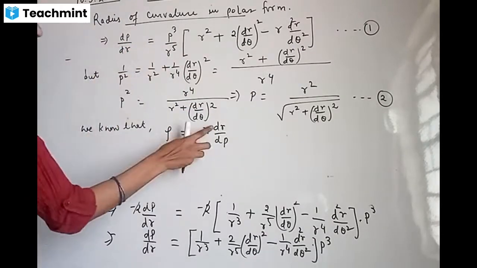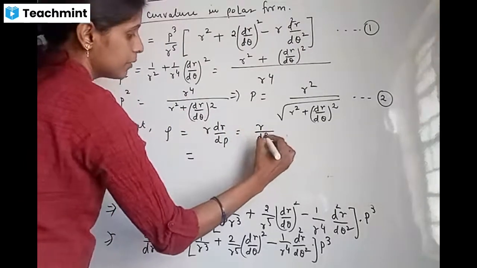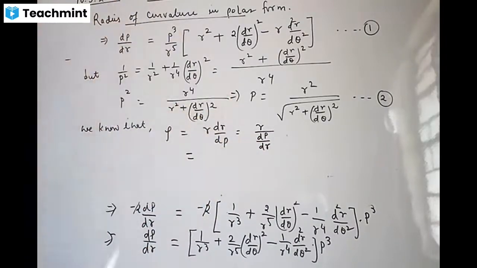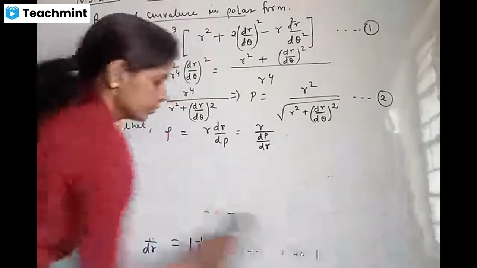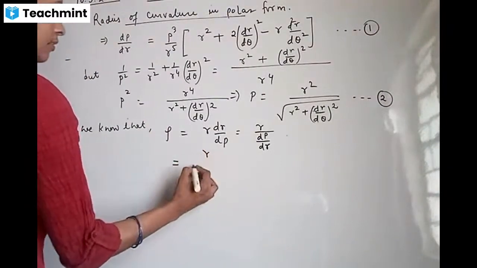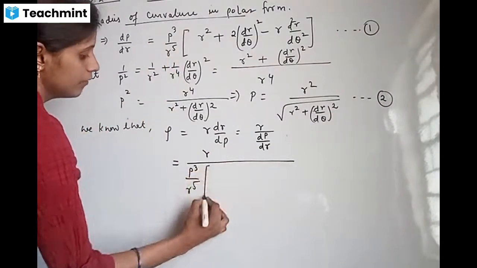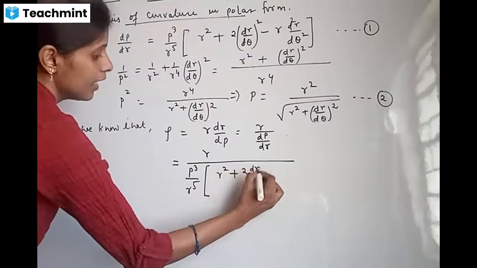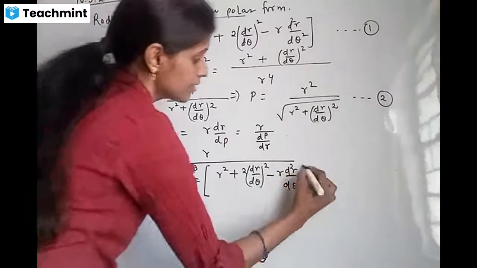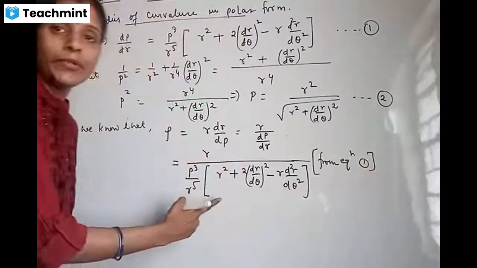So if I am looking for dr by dp, I write it in the denominator: r divided by dp by dr. And we have dp by dr here, so I am going to put this value in rho. So this equals r divided by this much: pq divided by r to the power 5, the bracket r square plus 2 dr by d theta whole square and then minus r d2r by d theta square. From equation number 1, I am going to put this value here.